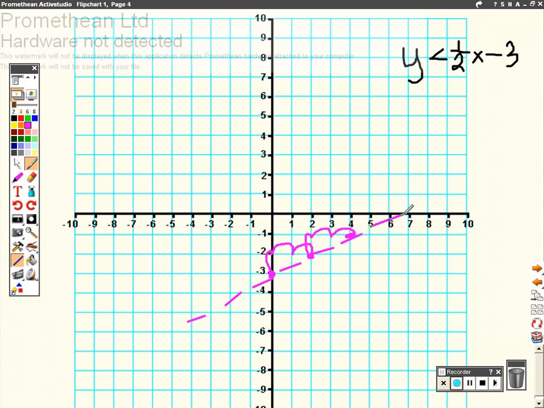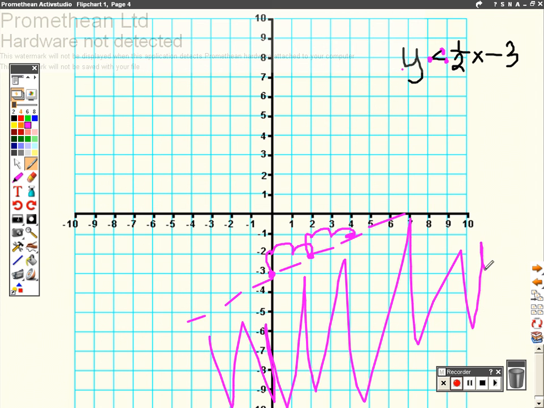Okay? And because it's less than, and I remember less than because 1 dot is less than 2 dots, the 2 dots are on the bigger side, so this y is on the smaller side. And because it's less than, I'm going to shade everything below my line.